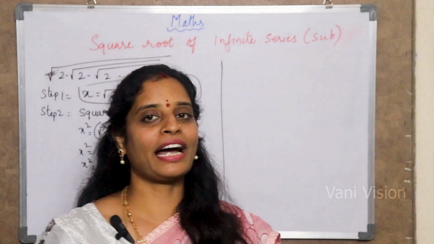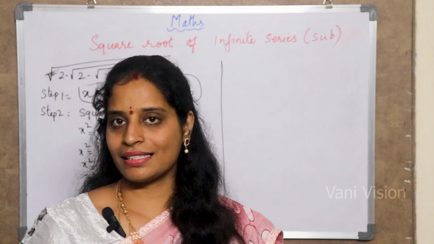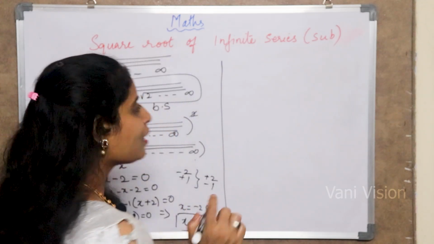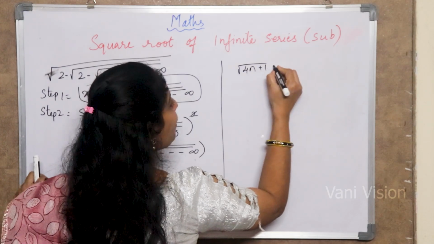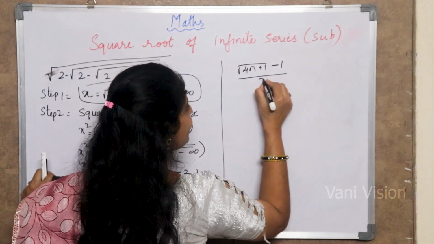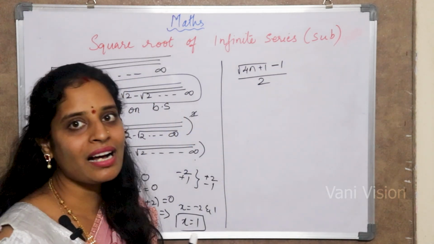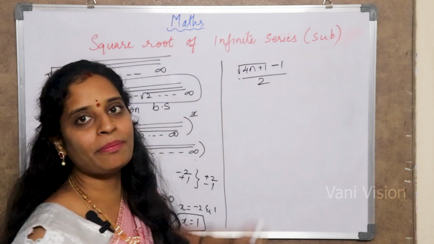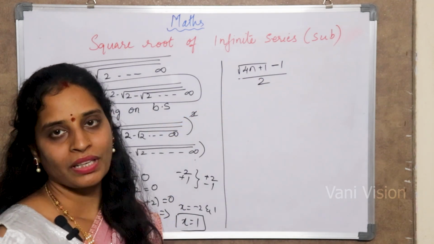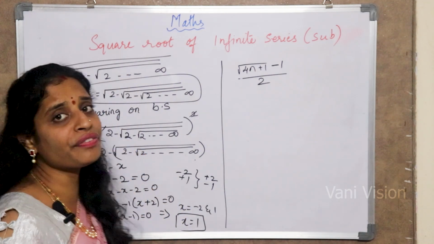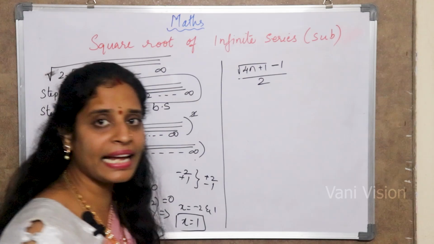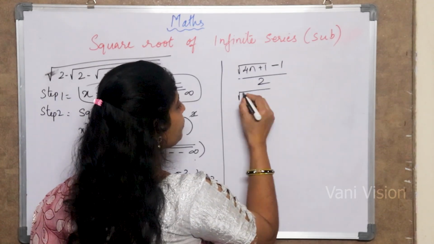Then the trick behind it. Only one thing you have to remember, that is a small formula I'm giving you. The formula is root over 4n plus 1, minus 1, by 2. What is the formula? Root over 4n plus 1, minus 1, by 2. So n is what? Whatever number is present in the root, we take as the n value.